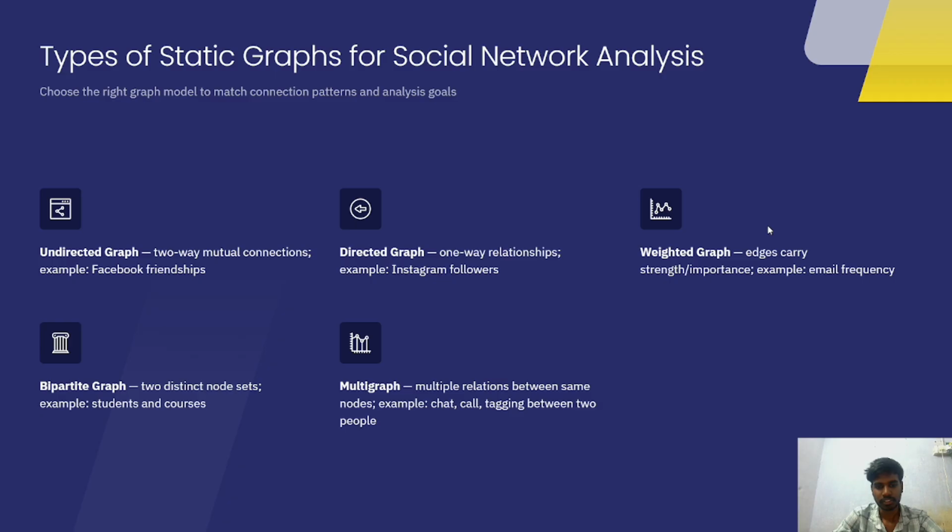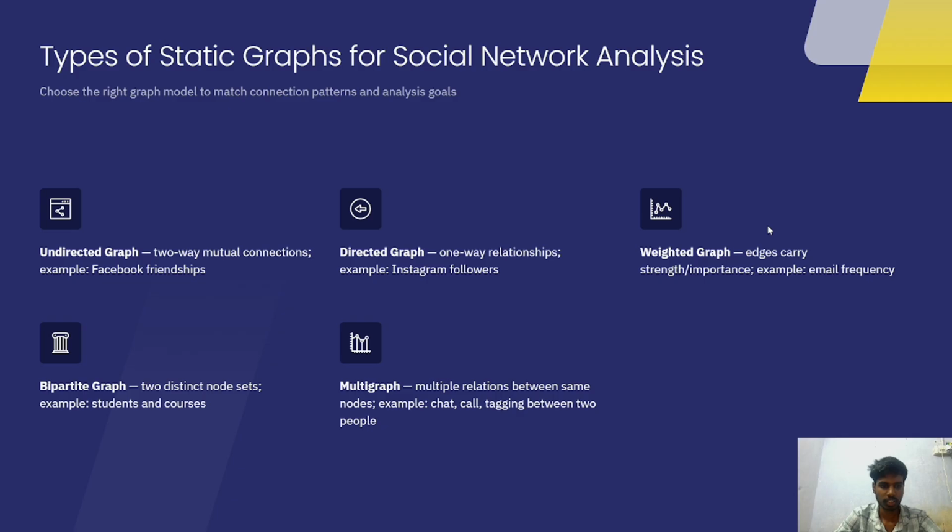There are different types of static graphs based on how connections work. Undirected graph: both sides are connected. Example, Facebook friends. If you add someone, both of you become friends automatically. Directed graph: only one side follows or interacts. Example, Instagram. If you follow a celebrity, they may not follow you back. And then weighted graph: connections may have weights or values. Example, email connections. If you email a friend 50 times and another friend only 5 times, the first connection is stronger, so the weight is higher.